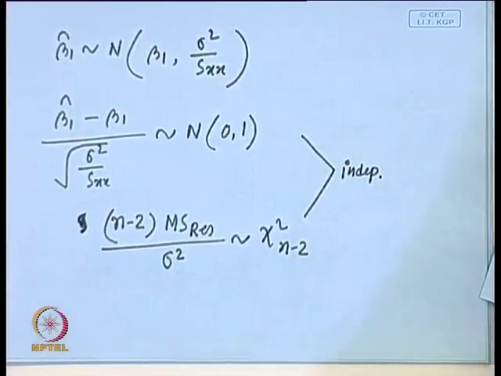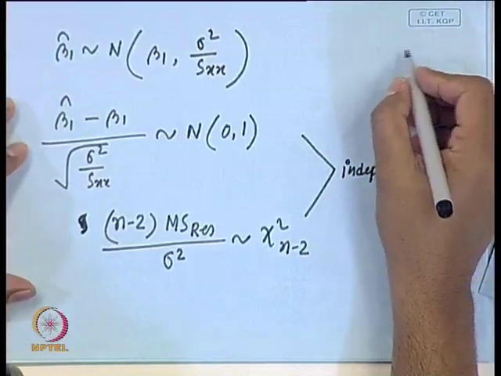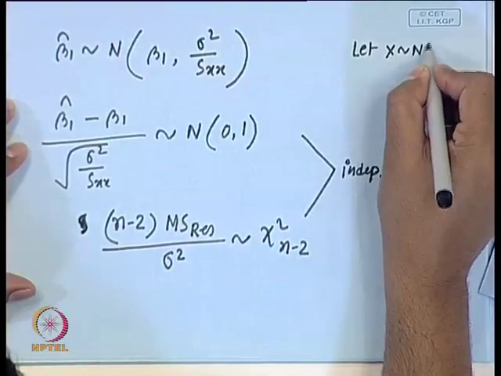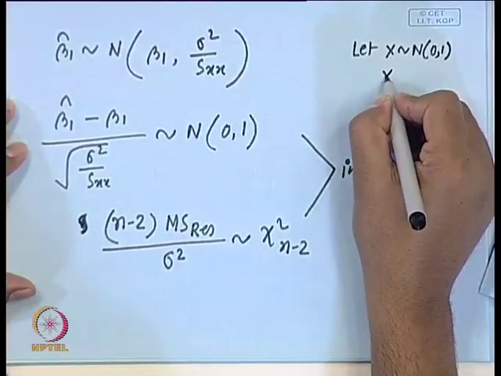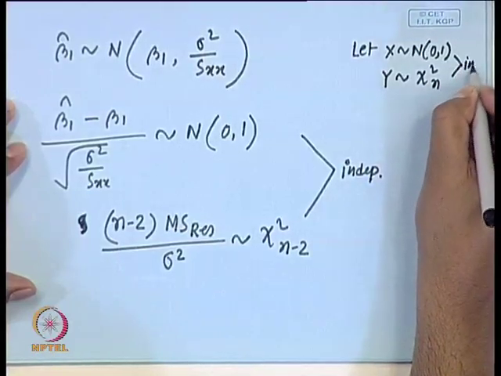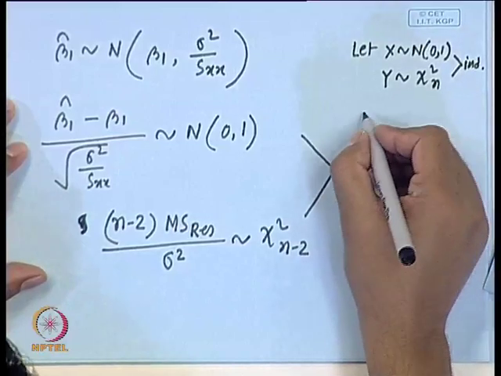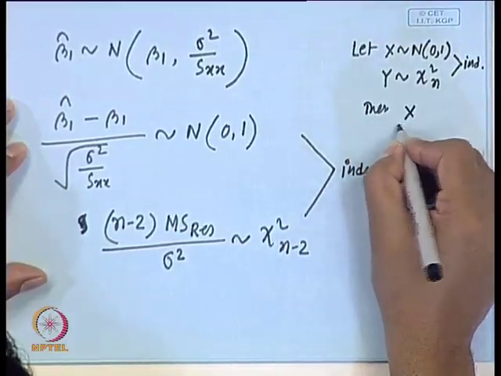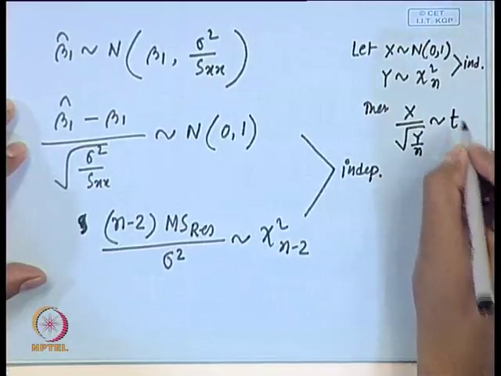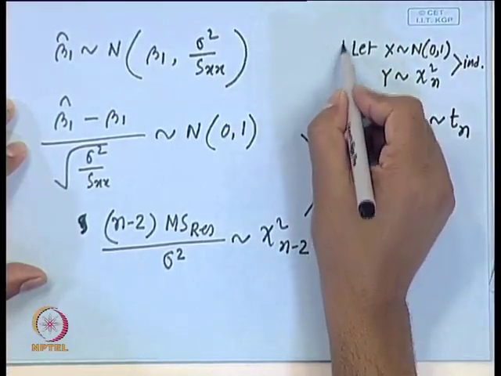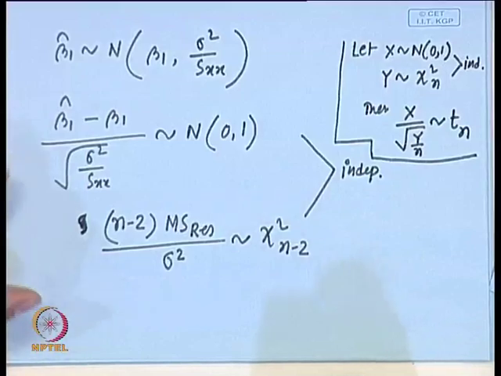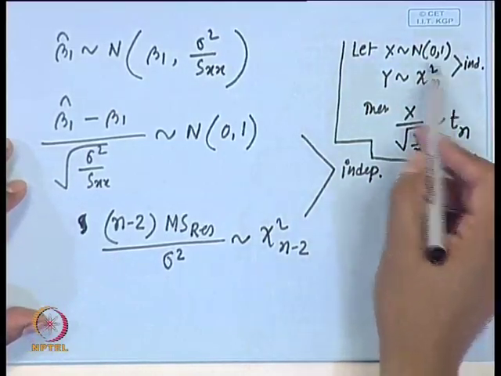Now, there is one very standard result in sampling distribution. Let x follow normal 0 1 and y follow chi square n, and they are independent. Then x by root over of y by n follows t distribution with degree of freedom n. This is a very standard result. I am expecting that you know sampling distribution well, and now we are going to make use of this result here.